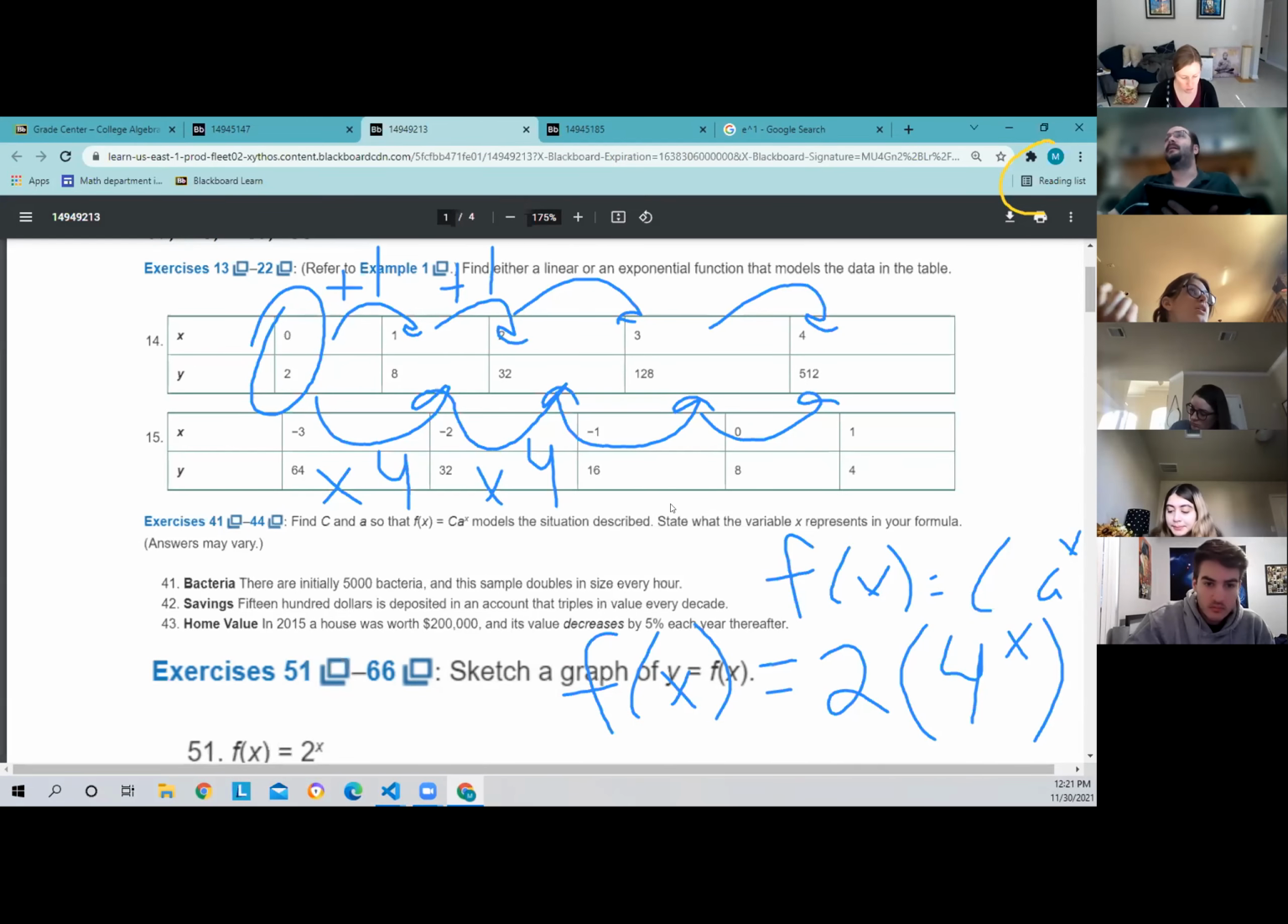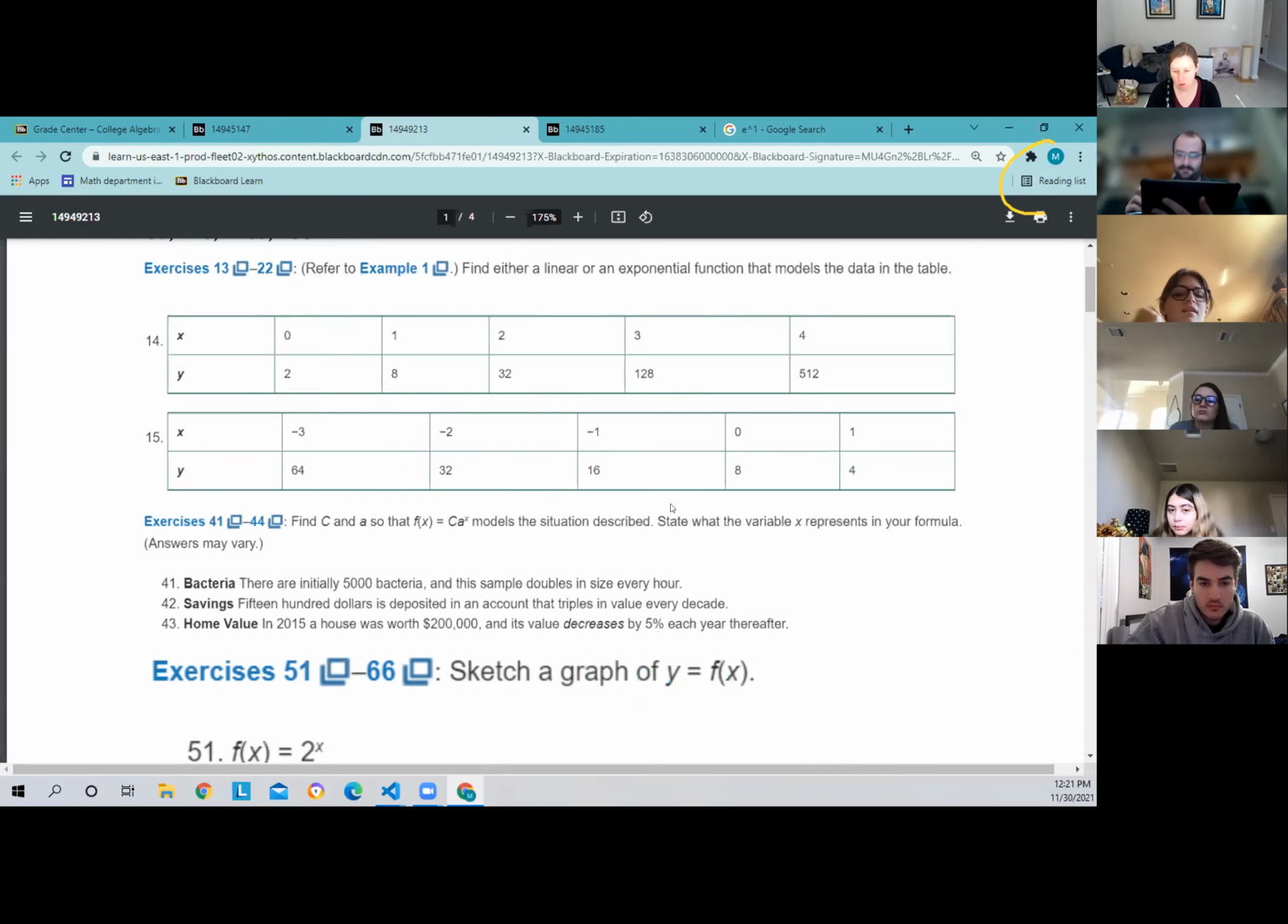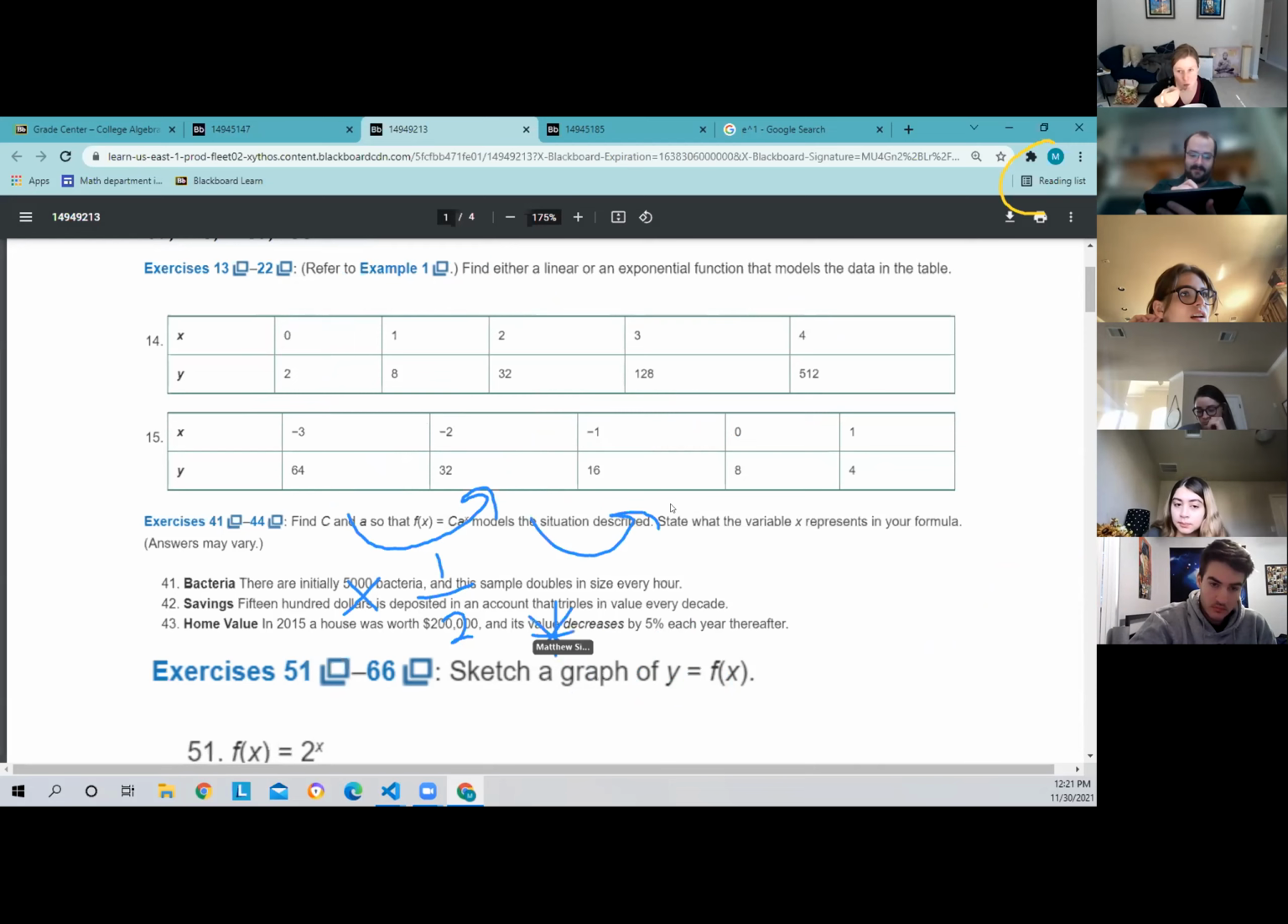Okay. And the next one, 15. Carson, did you get this one? I was kind of confused going into it, but after you just did that problem, I get it a little better now. So the rate of change on the bottom is it's being cut in half. So times half, I guess. Yep. Each time we're multiplying by a half.